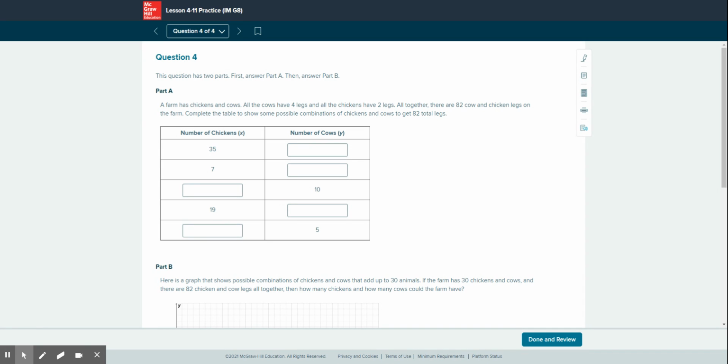The reason I like to use this is because with these other values given in here, like 35 chicken legs, how many cows are left? Well, I can use this equation to help me figure out this number times 2 plus this number times 4 is equal to 82, and I have that blank space to figure out. So the first thing I want to do is 82 minus 70.